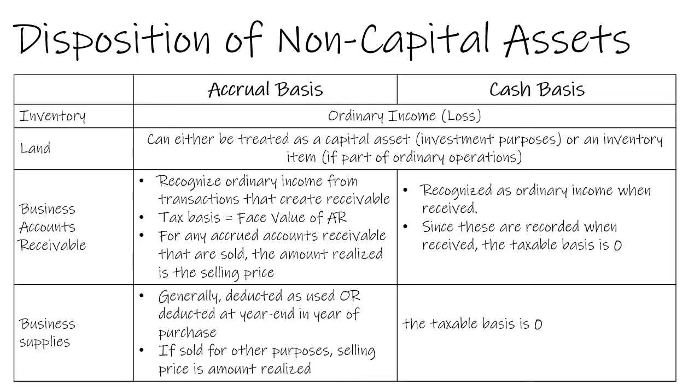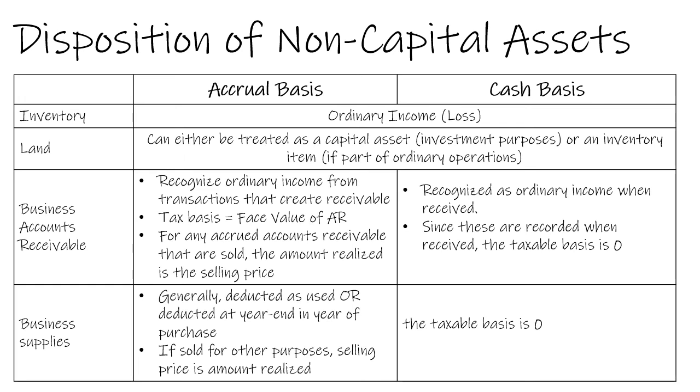The tax code also makes a number of provisions for the disposition of non-capital assets. The tax treatment of this disposition varies based upon whether the firm uses accrual basis accounting or cash basis accounting. Two in particular are inventory and land. The sale of inventory is treated as ordinary income or loss. The sale of land can either be treated as a capital asset if it's held for investment purposes, or an inventory item if it's part of ordinary operations.